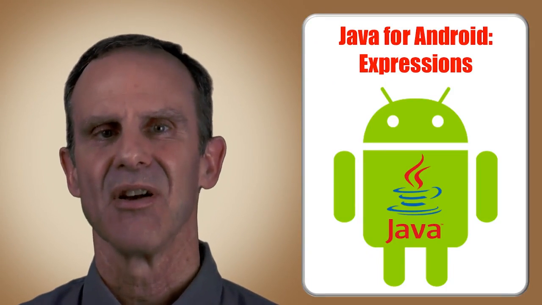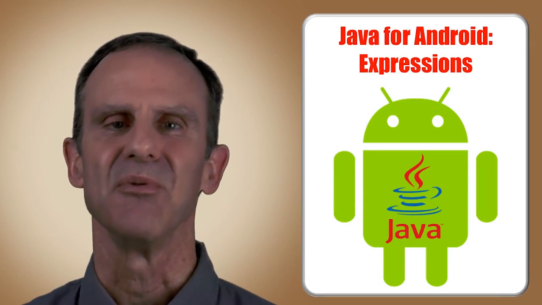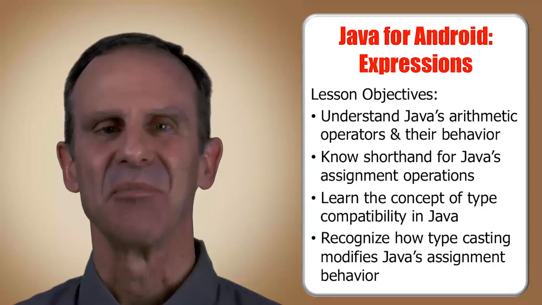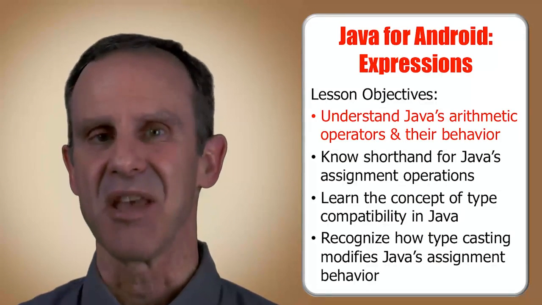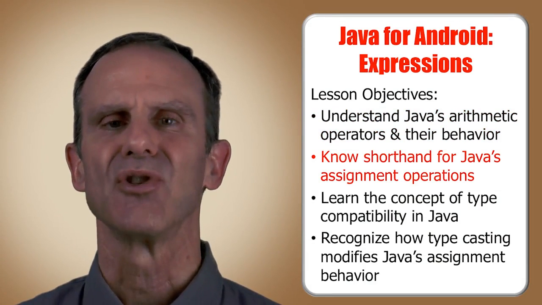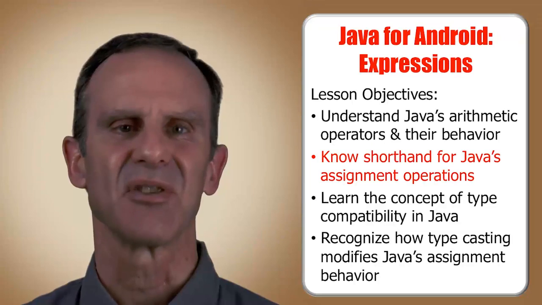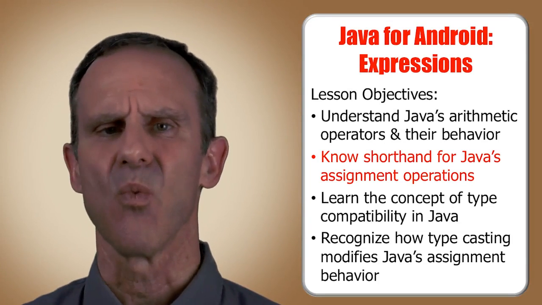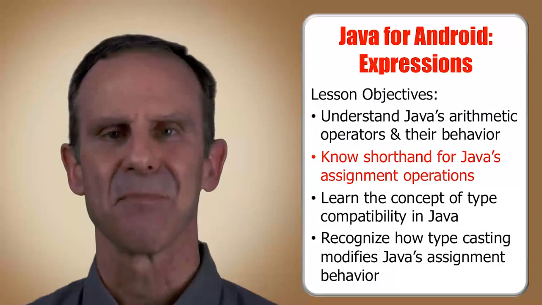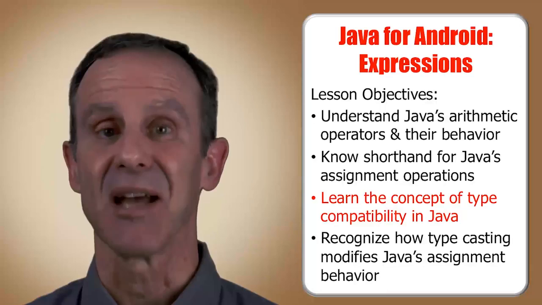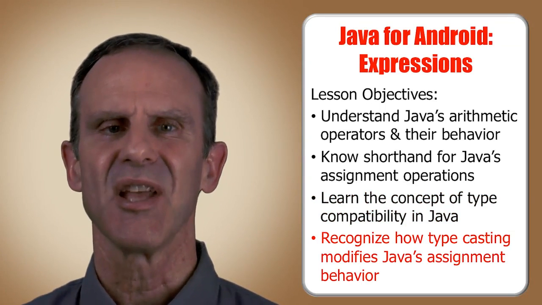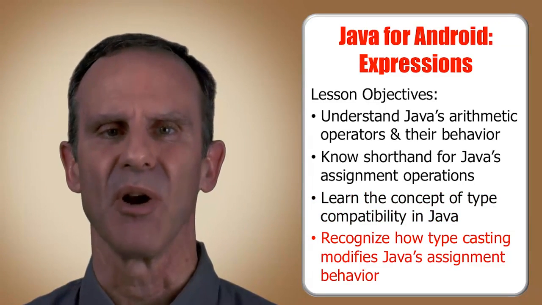This lesson gave you an overview of Java expressions, focusing on how we can use them to compute new values. Now that you have completed this lesson, you should understand Java's arithmetic operators and their behavior. You should also know the shorthand notation of Java's specialized assignment statements and understand when and where to use them. Finally, you should have learned the concept of type compatibility and type casting, which are important to understand when writing correct Java programs for Android.